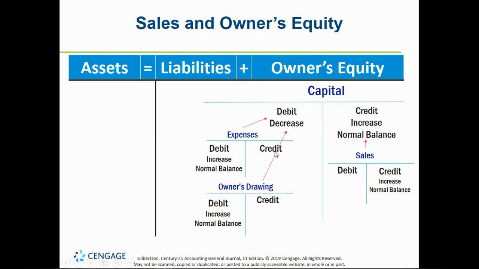Both expenses and drawing are going to decrease capital. Capital decreases with a debit. Therefore, our expenses and our owner's drawing account are going to have normal debit balances because they decrease our capital, and capital decreases with a debit. Eventually, the balances of these accounts are going to be subtracted from capital, and so therefore, they have debit balances.